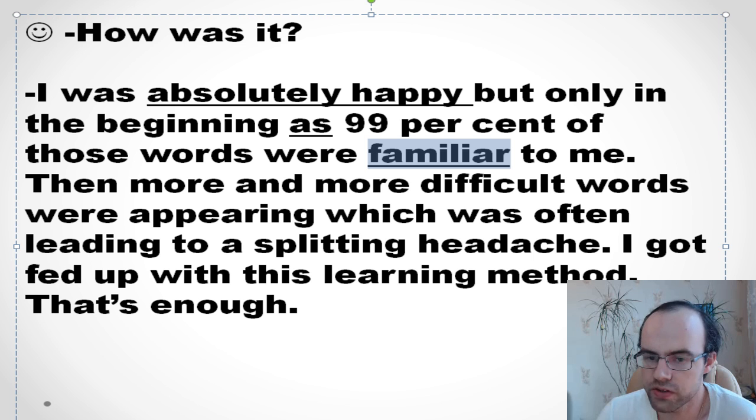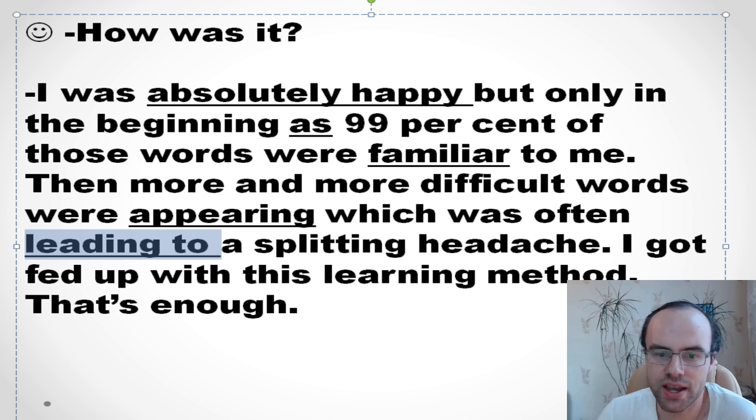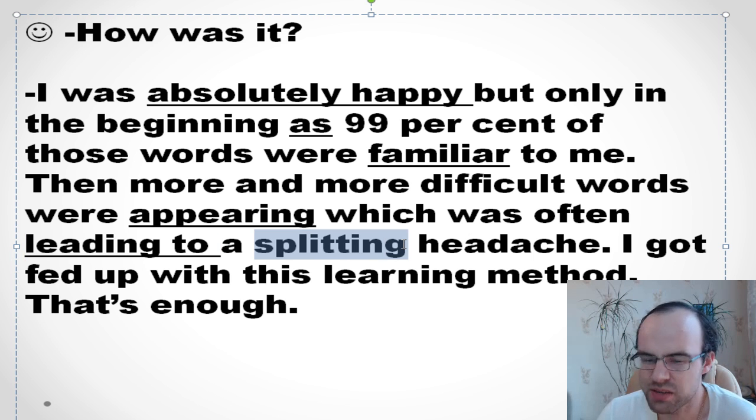Then, after that, more and more difficult words were appearing. So really, I saw more and more very difficult words, which was often leading to a splitting headache. Lead to means that I had it as a result. As a result, I had a splitting headache. We can say terrible headache, but splitting sounds strong. It was such a terrible headache, splitting.